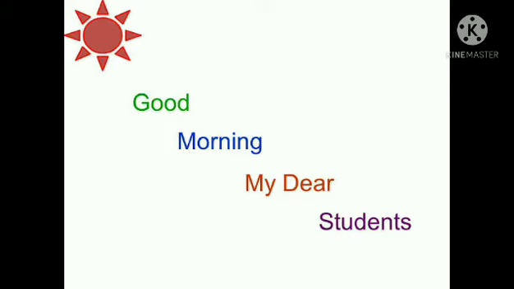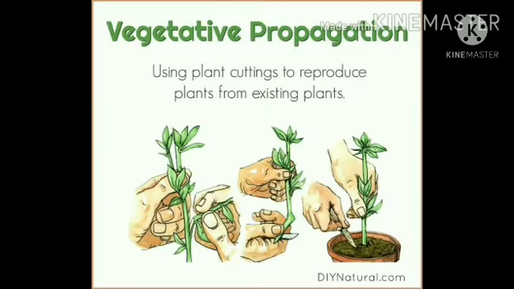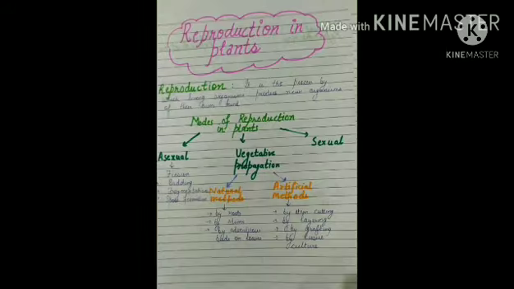So, dear students, in this video, we will continue the topic that is natural method of vegetative propagation through subaerial stem. Such stems are found in many herbaceous plants. These plants bear adventitious roots and aerial branches at nodes. In such plants, a part of the stem lives underground, whereas the remaining part of the stem is aerial.